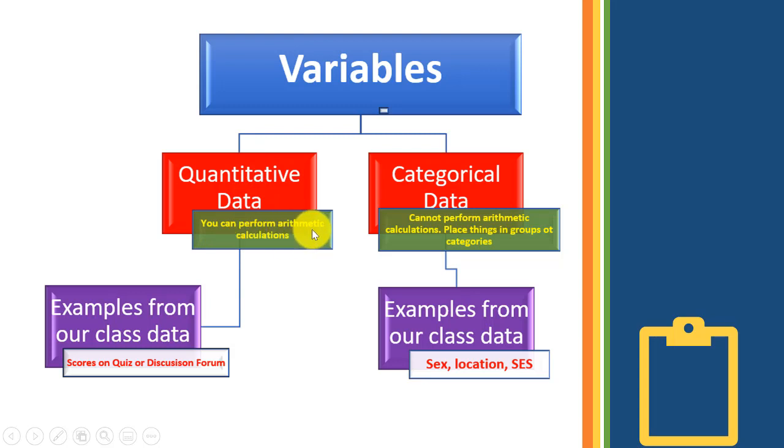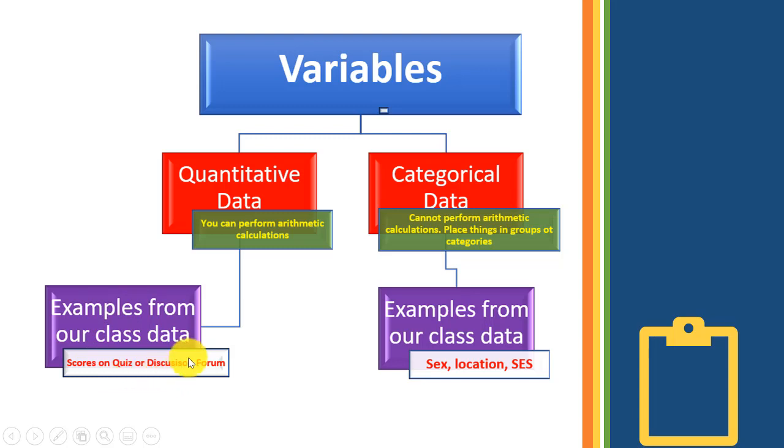For example, what are the examples? Can you give me some examples that you can calculate? From the data, you can compute. You can divide, you can multiply, you can subtract, and all of those arithmetic operations. Yeah, I can hear some of you saying, scores on the quiz. You are very right. Scores on the discussion forum, you are very right.